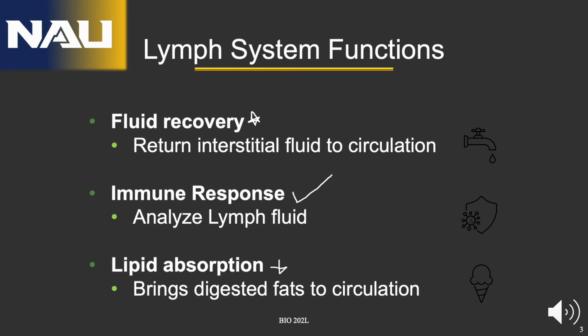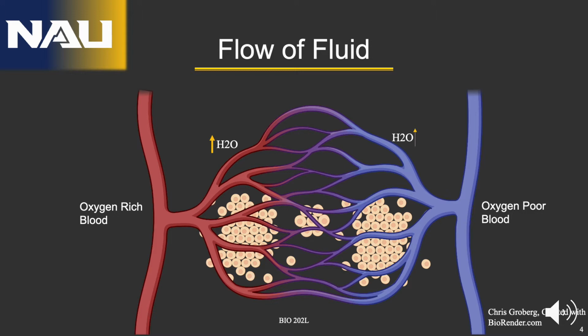Specialized lymphatic vessels called lacteals in the intestines absorb digested fats and transport them into the bloodstream. This ensures that essential fats and fat-soluble vitamins are effectively delivered into the body's cells. These combined functions highlight the lymphatic system's importance in fluid balance, immune surveillance, and nutrient absorption. Let's start with the flow of fluid.